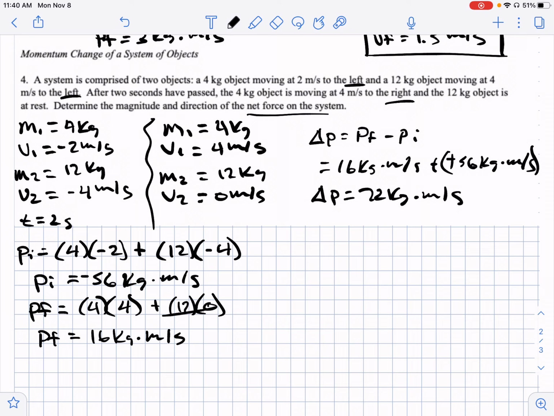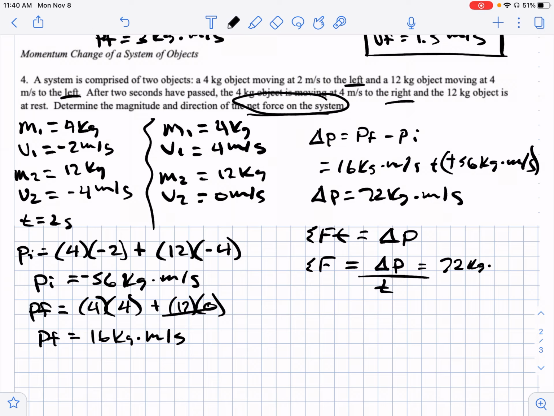Now we can go in and finally solve for that force, that net force on the system that they wanted, using our impulse-momentum equation. So the net force times time, that's your impulse, is equal to your change in momentum. And we know the time, and we know the change in momentum, so we can solve for the force. We'll divide time by both sides. So your net force is equal to the change in momentum divided by my time. Change in momentum was 72 kilograms times meters per second, and then the time was 2 seconds.